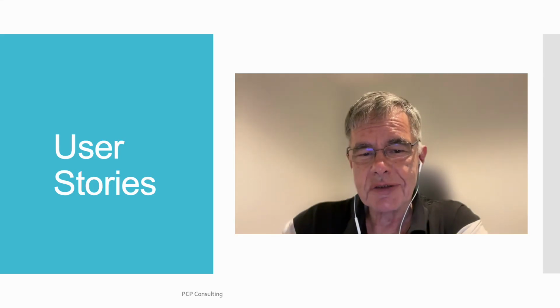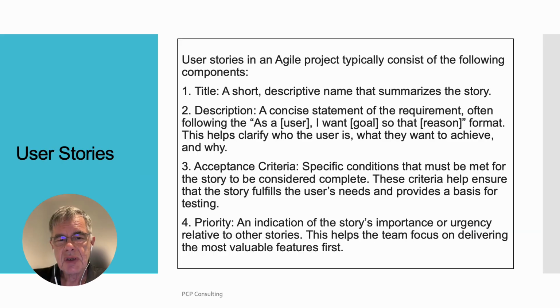User stories. User stories in an Agile project typically consist of the following components. Title, a short descriptive name that summarizes the story.